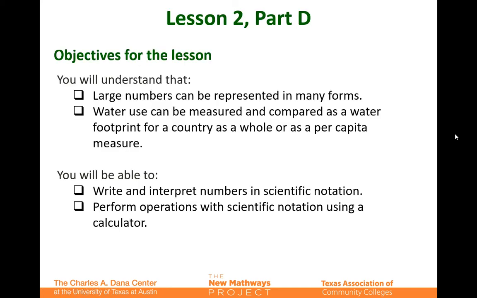Okay, what are our objectives? We want to understand that large numbers can be represented in many forms. Water can be measured and compared as a water footprint for a country as a whole, or as a per capita measure. Per capita means per individual or per citizen. You will be able to write and interpret numbers in scientific notation and perform operations with scientific notation using a calculator.